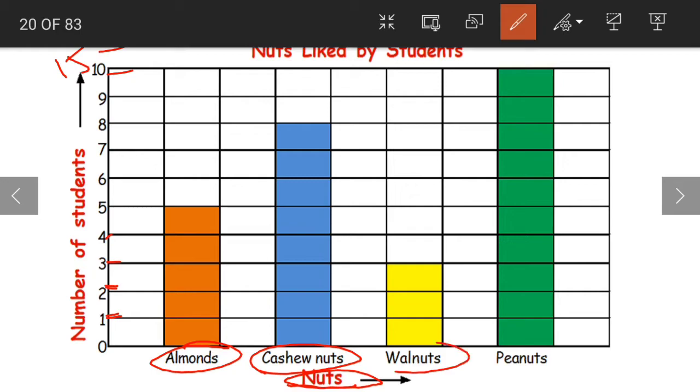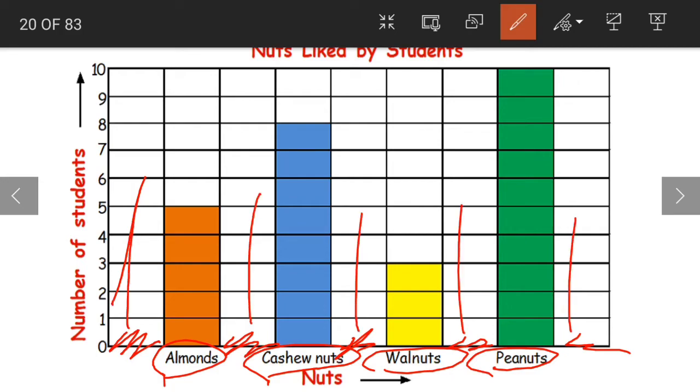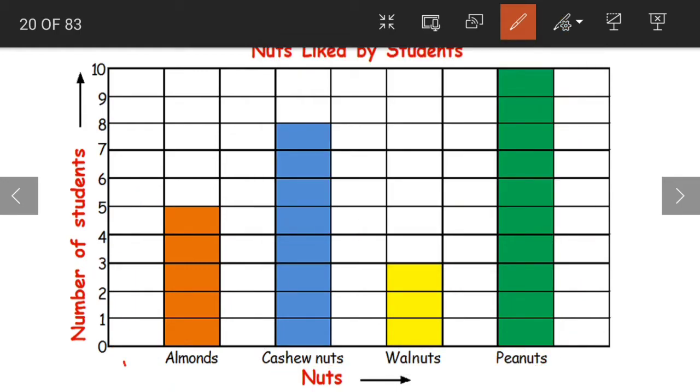Now what are the different types of nuts? Almonds, cashew nuts, walnuts and peanuts. So make space between each. We are having some space, then almonds, then some space, cashew nuts, space, walnuts, space, peanuts, and then again some space, children. This gap between each bar should be the same. For example, if you are using a scale like 1 centimeter, then leave 1 centimeter for space, again 1 centimeter for the bar. 1 centimeter space, 1 centimeter bar. Like this on equal heights.